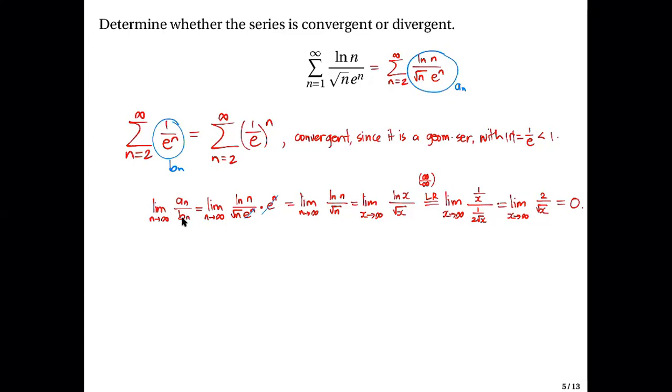Yung series containing the denominator is convergent. Then we conclude that this guy here is convergent. So, the series ln of n over square root of n e to the n, sulat na natin 1 up to plus infinity, this guy here is convergent.